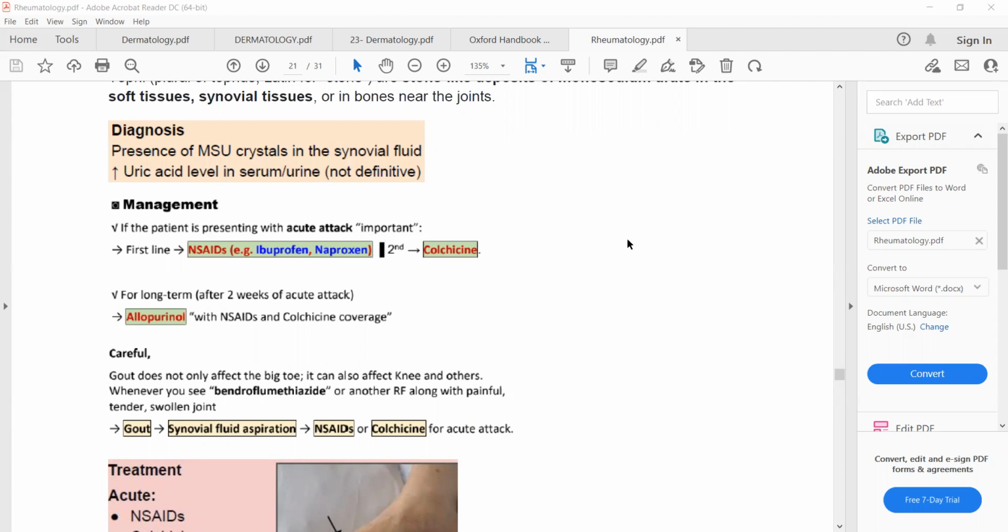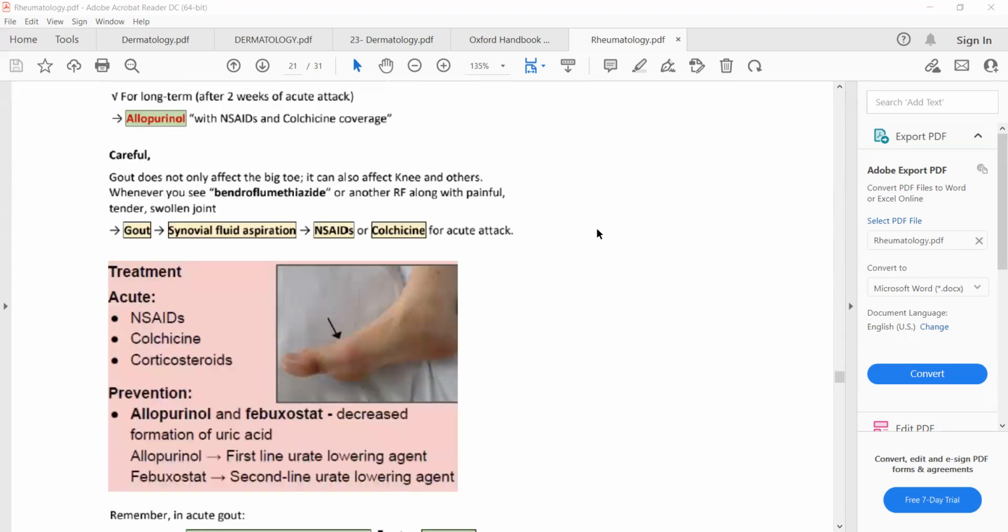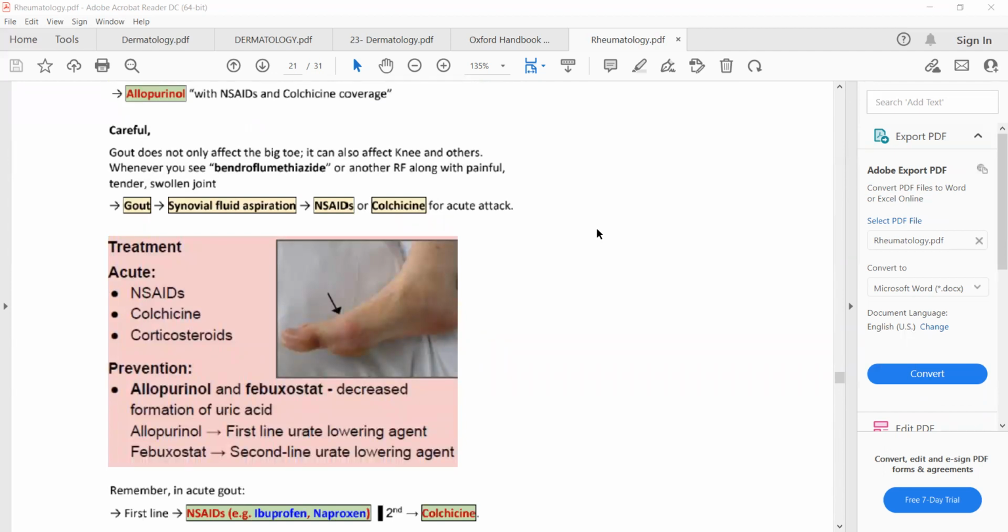And for long term management, 2 weeks after the acute attack, allopurinol will be used to increase the excretion of uric acid, and along with allopurinol, NSAIDs and colchicine coverage will also be given. Another drug is febuxostat. Febuxostat inhibits the enzyme that is involved in the production of uric acid, and allopurinol increases the secretion of uric acid in the kidneys.